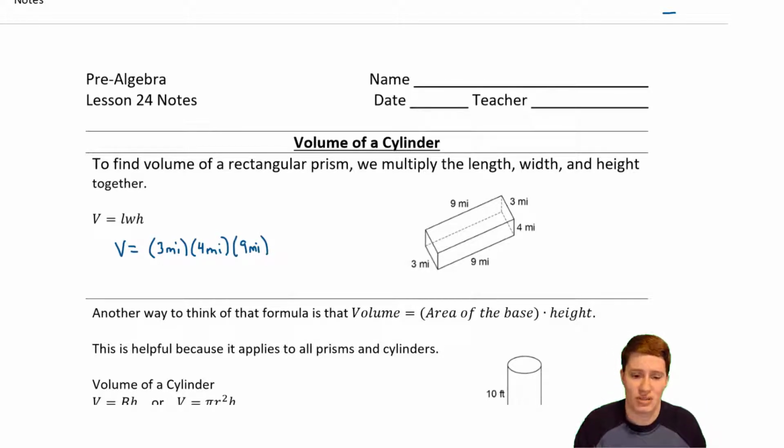So you can do this in whatever order is easiest for you. Like I would do 3 times 4 and get 12, and then 12 times 9, which is 108.